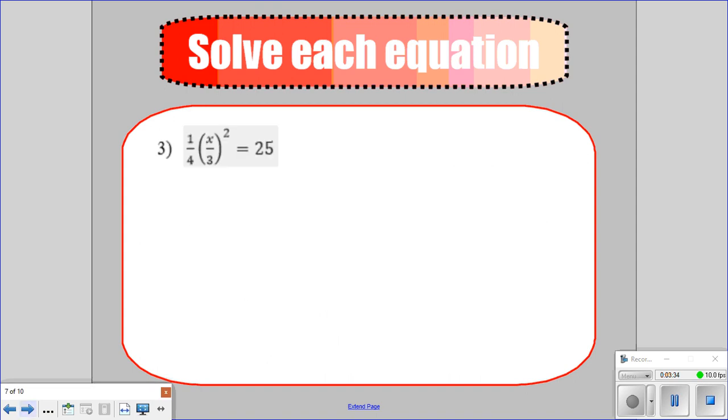This time, to undo a multiplying fraction, you multiply by its reciprocal. So the opposite of 1/4 is multiplying by 4. So I'm going to have (x over 3) squared. Multiply both sides by 4. 25 times 4 is 100. This is a positive number, so I'm going to have two solutions here. I'm going to have a positive answer and a negative answer. So I'm going to square root both sides first.